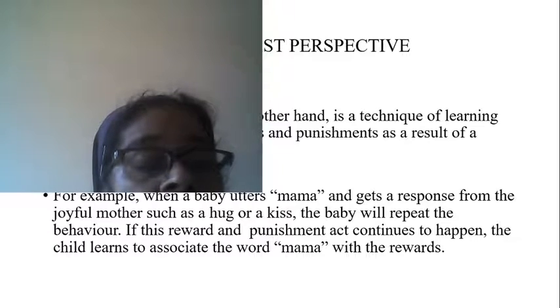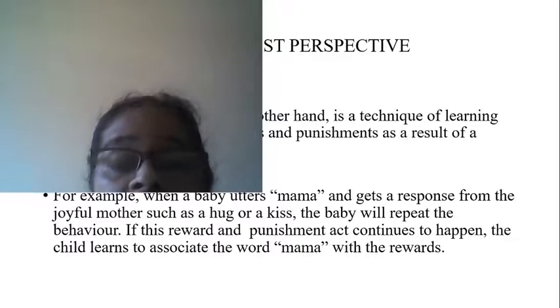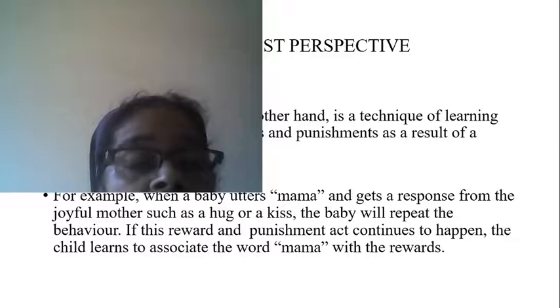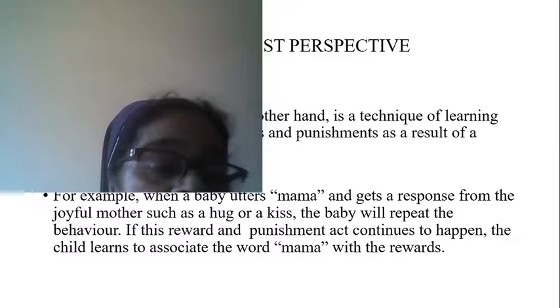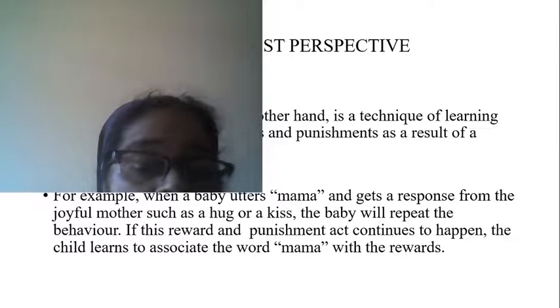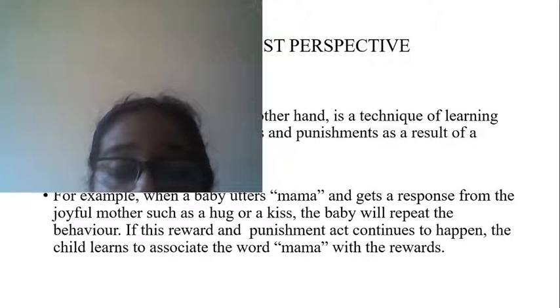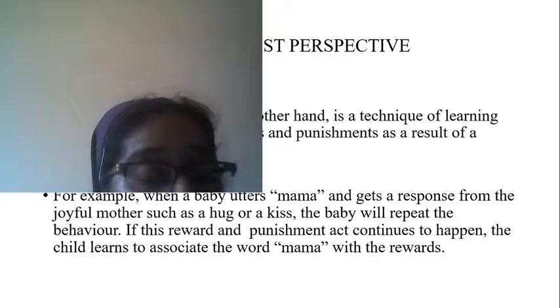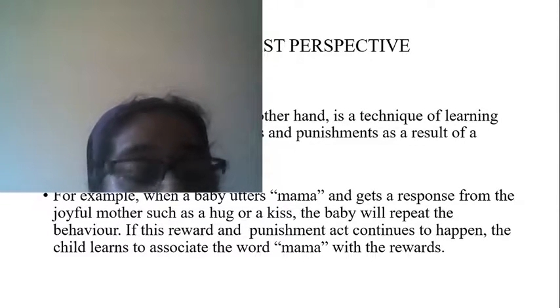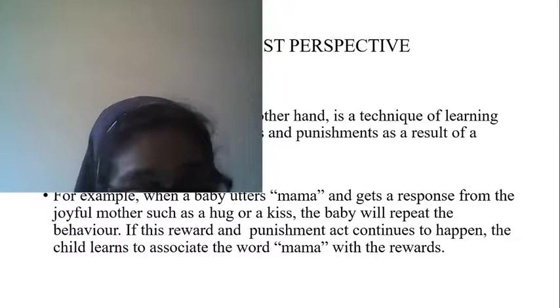Then operant conditioning, on the other hand, is a technique of learning that happens by way of rewards and punishments as a result of specific behavior. For example, when a baby utters mama and gets a response from the joyful mother, such as a hug or a kiss, the baby will repeat the behavior. If this reward and punishment continues to happen, the child learns to associate the word mama with the reward, or if the punishment comes, then he will associate it with the punishment.